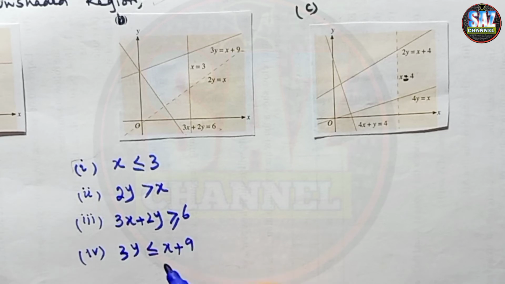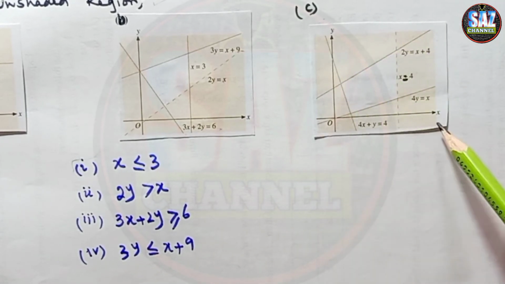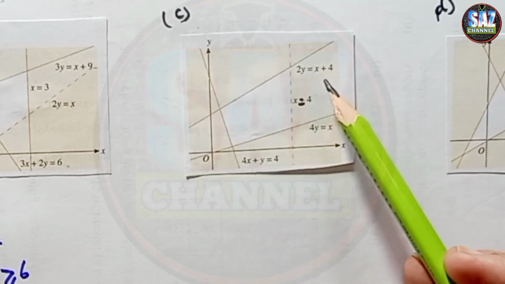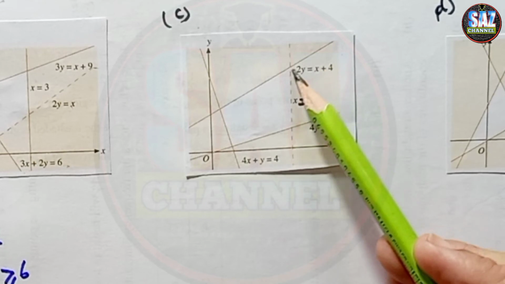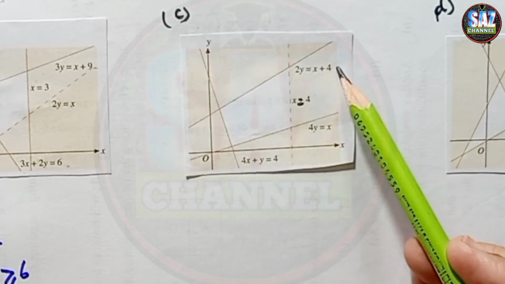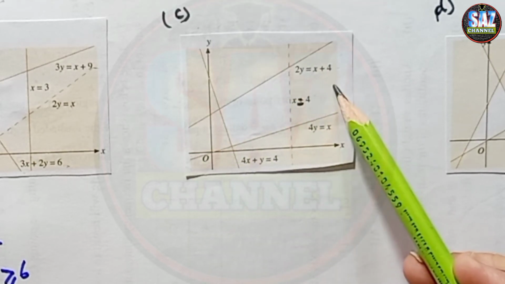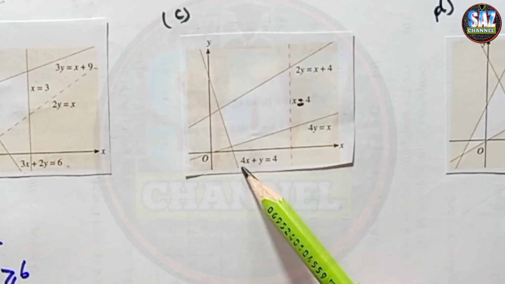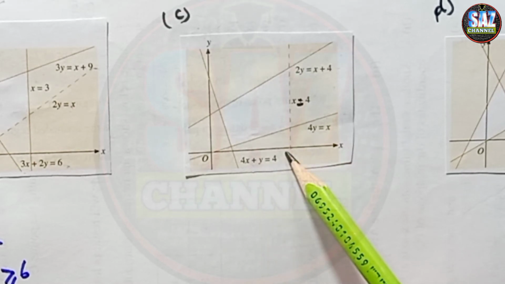Very easy questions. You should just have strong observational skill, then the question will be easy for you. Moving to part C, first of all look at the graph carefully. How many equations are given here? One equation is 2y equals x plus 4. The second is x equals 4, the third one is 4y equals x, and the last one is 4x plus y equals 4. Keep in mind that the question says we have to write down the inequalities which define the unshaded region.